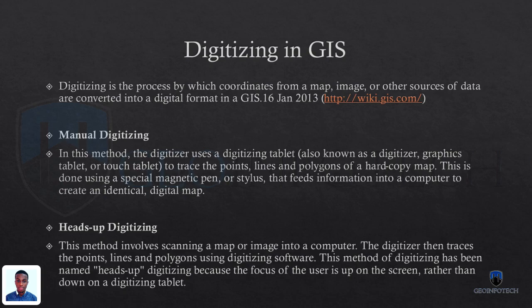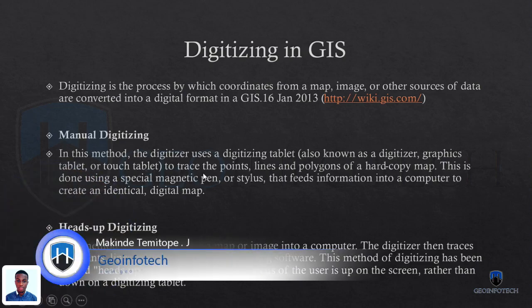Now, there are two major types of digitizing in GIS. We have manual digitizing and we have heads-up digitizing. The heads-up digitizing is what we'll be doing today, while manual digitizing makes use of another hardware, a tablet, which is mostly used with a magnetic pen. When you overlay it on a raster map or hard copy map, it has a way of tracing out its digital format. In this method, digitizers use a digitizing tablet or touch tablet to trace the points, lines, or polygons from a hard copy map.